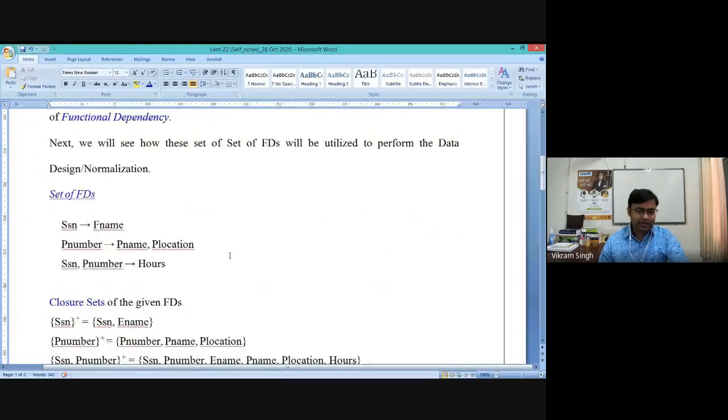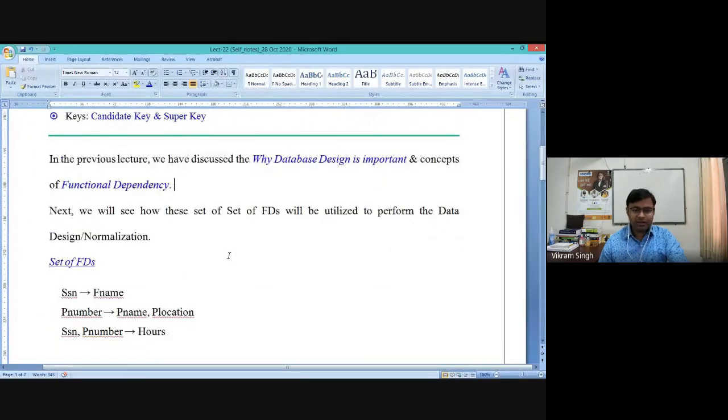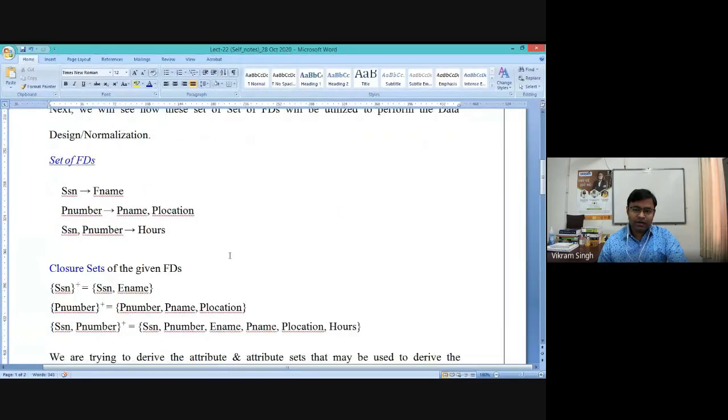So basically we have covered the basic concepts of why functional dependency and database design theory are important. Now suppose a particular database relation has these three FDs. SSN determines first name; the second FD is P number determines P name, project name and project location; SSN, P number determines R. We are taking these FDs from a random relation. It has nothing to do with our company database, right?